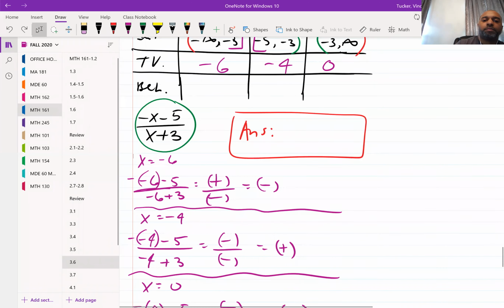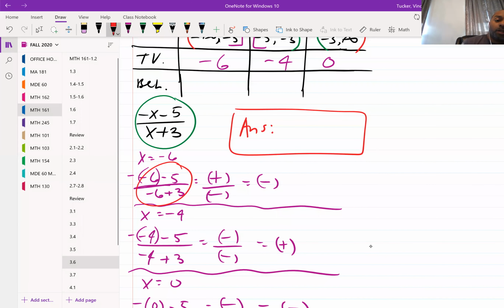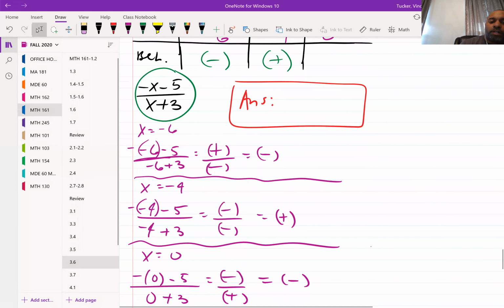So here we plug in -6. That ends up giving us a positive number over a negative number, which is negative. Here, plugging in -4, we end up getting a negative over negative, which is a positive result. And then plugging in 0, we get a negative number over a positive number, which gives us a negative result.